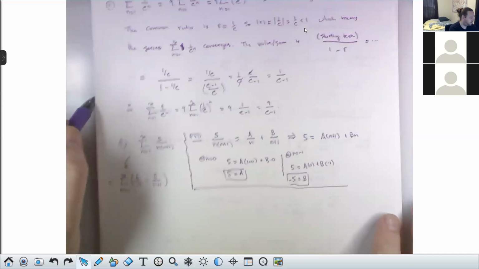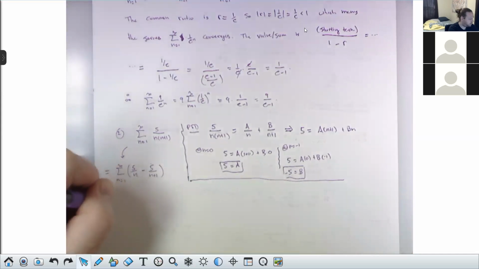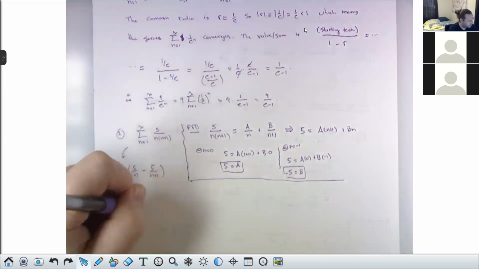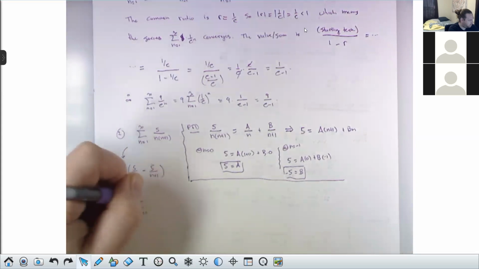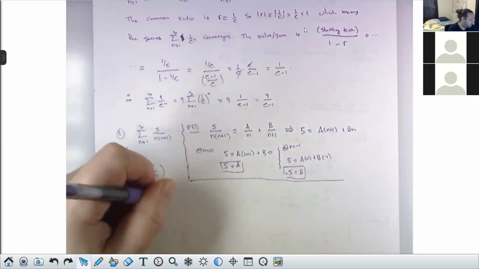And the trick to handling a series like this, a telescoping series, is to write it out as the limit of its partial sums. So this is the limit as capital N goes to infinity of the sum from little n equals 1 to capital N of 5 over n minus 5 over n plus 1.